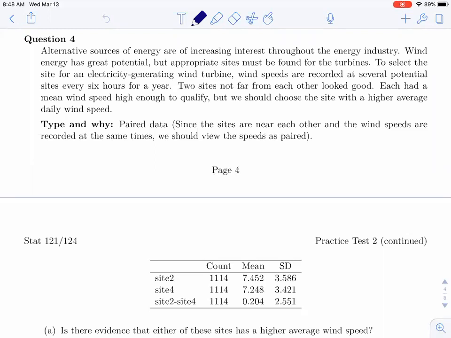Because we're not making 2 observations on the same subject, but we are making 2 observations on the same day, right? So every 6 hours, we're making 2 observations, 1 at site 2 and 1 at site 4, it turns out. And because there are really windy days and not very windy days at all, we want to capture those differences. We've got a paired data type of question. So we want to use the paired information to make decisions about how these 2 sites compare.